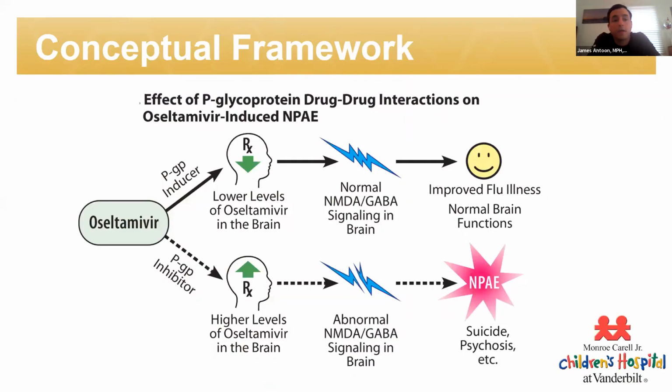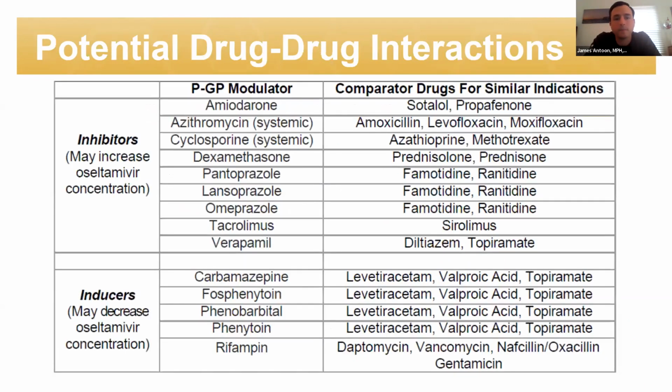And so the overarching theory is that kids who are on oseltamivir, if you get a PGP inhibitor, where you're not exporting oseltamivir out of the brain, you have higher levels, higher concentrations of oseltamivir, more of this NMDA GABA cascade, and more neuropsychiatric events. And so that's what we're exploring in this project, with the hopes of laying the groundwork of then moving down and looking at outcome events with these interactions.